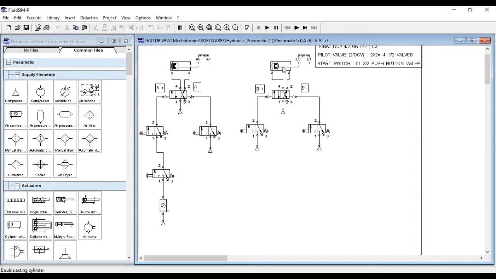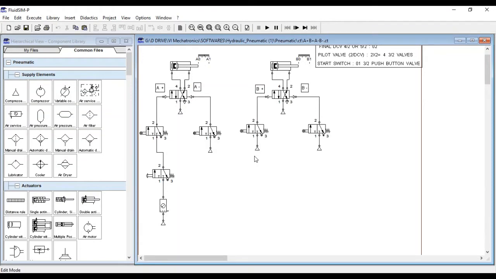Now we have to control that. What is our sequence? The sequence is A plus, meaning the movement of the piston from A0 to A1, then B plus, then A minus, and then B minus. So this is what we have to control.